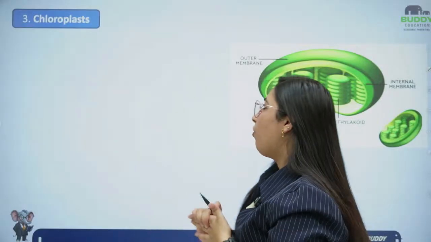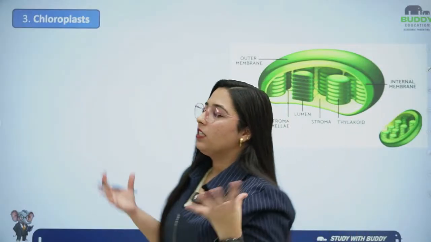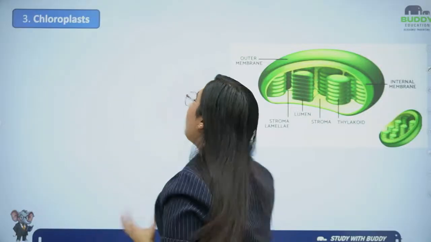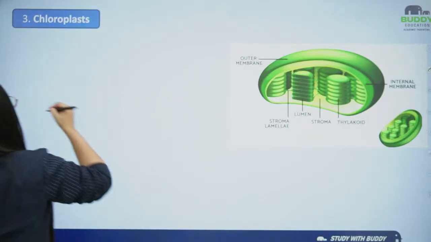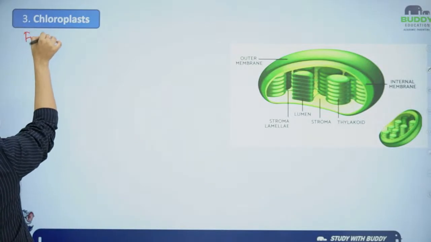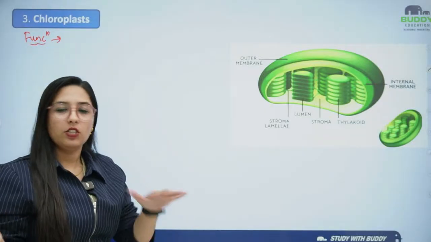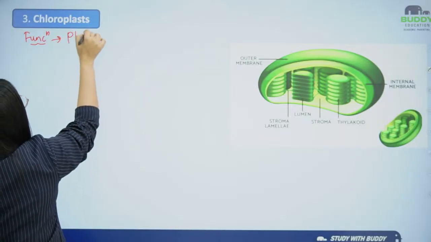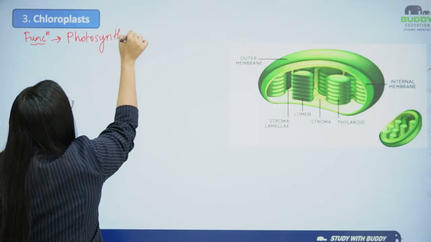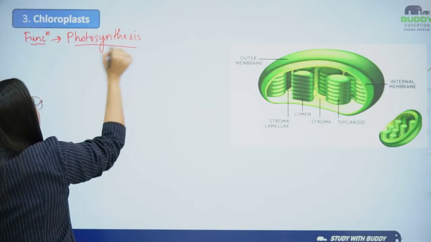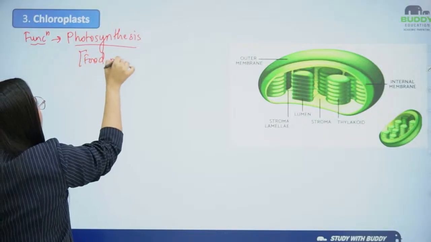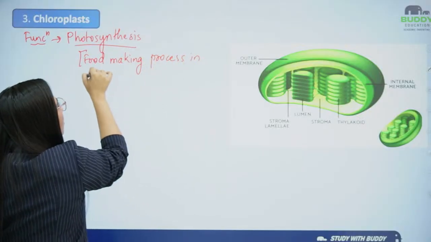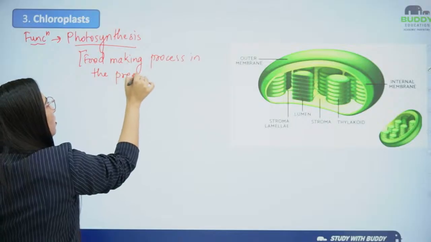Okay, let's move forward to the chloroplast. So I was talking about the chloroplast. These are green colored structures which are responsible for the food making process. When I'm talking about chloroplast, the first thing that comes to my mind is the function, so let's write about the function only, because we have already discussed this. Structure we will discuss in this slide only. Their function is basically to perform photosynthesis. Photosynthesis is a food making process in the presence of sunlight.